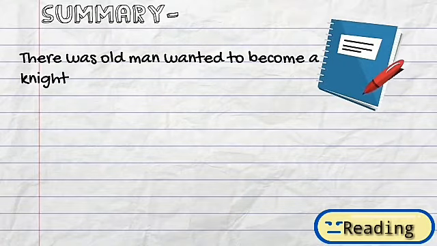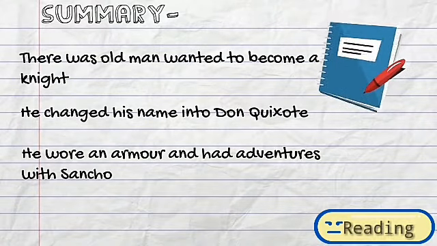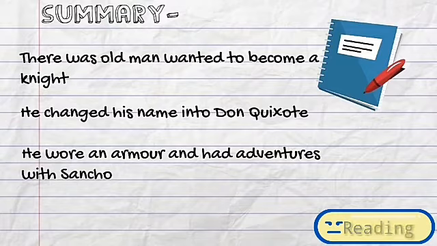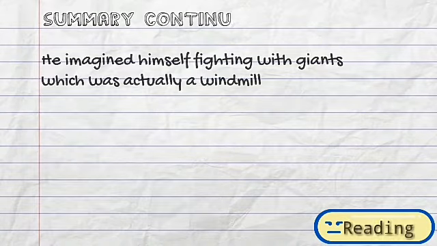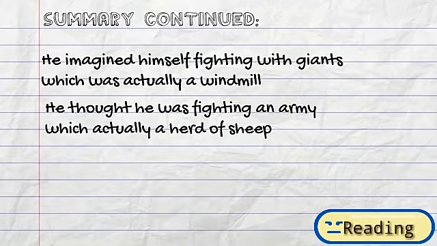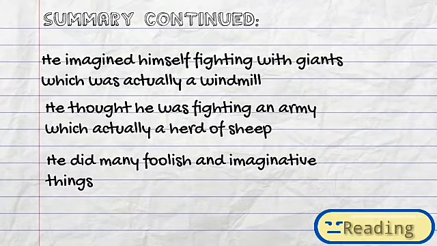First, there was an old man who wanted to become a knight, and then he changed his name into Don Quixote, and he wore an armor and had adventures with Sancho. I know you still remember. What happened next, guys? So what happened next is that he imagined himself fighting with giants, which was actually a windmill. And he thought he was fighting an army, which was actually a herd of sheep. And you know what? He did many foolish and imaginative things. That was the story of Don Quixote.